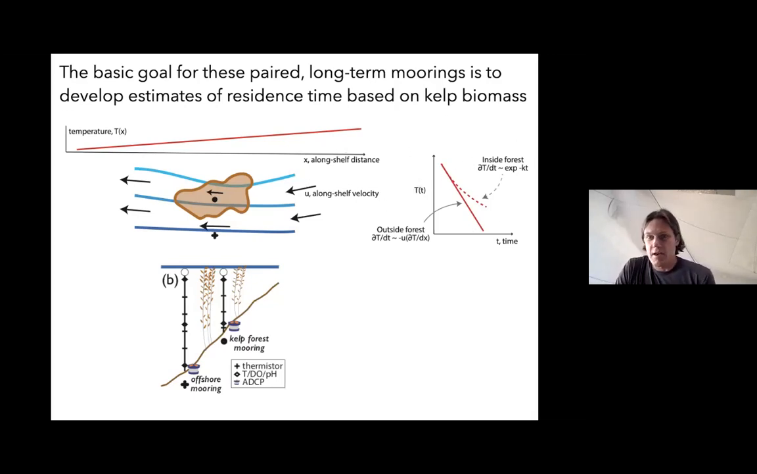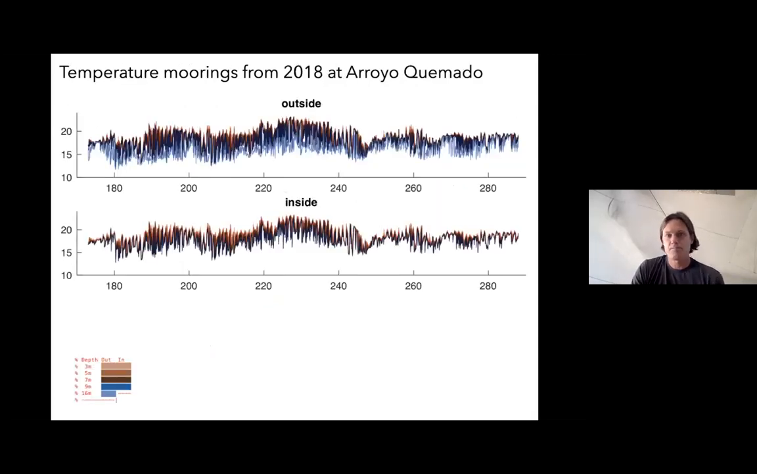And confusingly, I've drawn a time series that's opposite of that change here on the right. So through time, if we saw a decrease in temperature outside the kelp forest, if the flow is muted inside the kelp forest, we would expect some sort of attenuation of that change in signal through time. And so the hope with these inside and outside moorings is to be able to develop a way to estimate the residence time as a function of these signals.